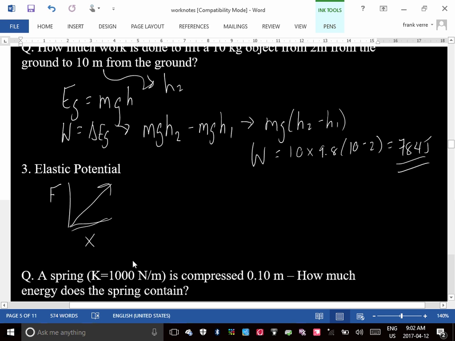Now, do you remember we looked at finding the slope of that line? And we had a particular name for it, right? We called it K, right? And K was F over X. Now, remember what K stood for? What was K? It was the constant of the spring.